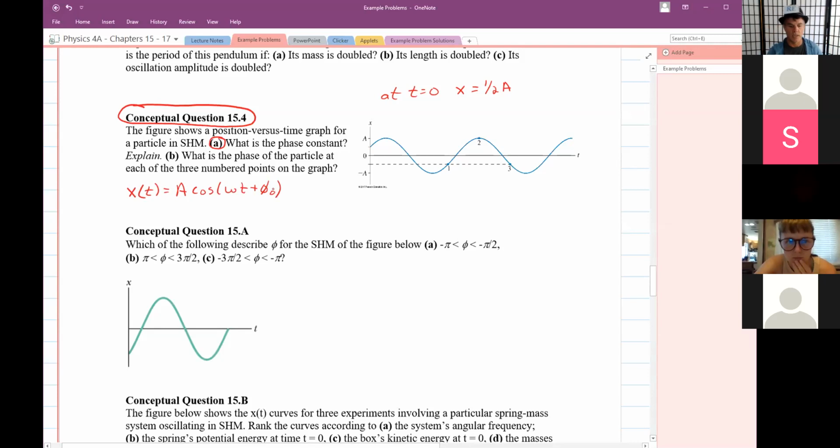One thing to keep in mind, if I plug in t equals 0, so x at t equals 0, what I'm going to get is A times the cosine of the phase angle, right? If I plug in t equals 0 here, that term drops out. Well, in this particular case, at t equals 0, it's at 1/2 the amplitude. So what I get is 1/2 A equals A times the cosine of the phase angle.